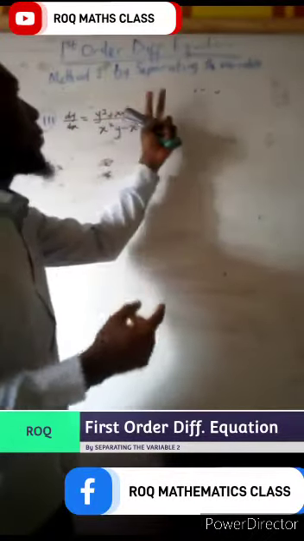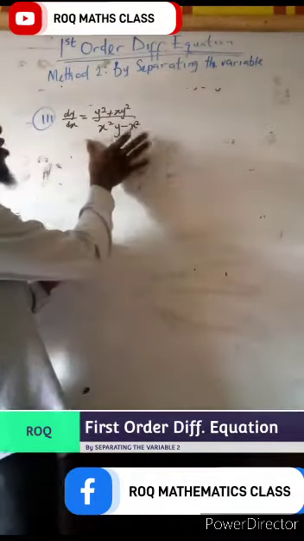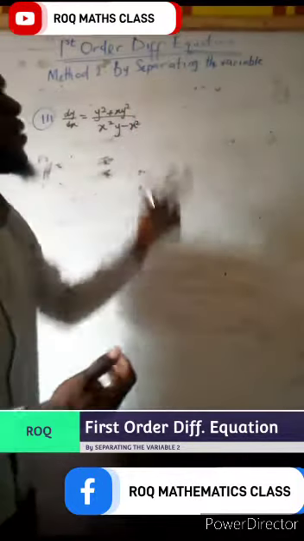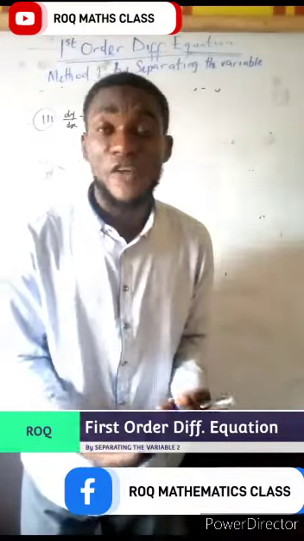After the first example, this is the second and last example on this topic: the first order differential equation solved by separating the variables. If you study this question, you can see that there are some common factors. What does separating the variables mean? You have to take the function of y to the dy and the function of x to the dx.